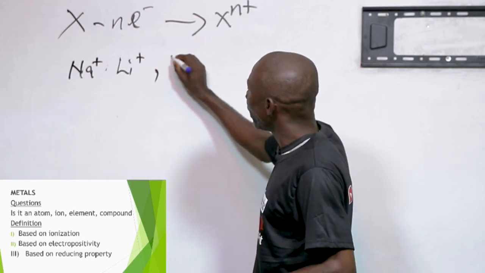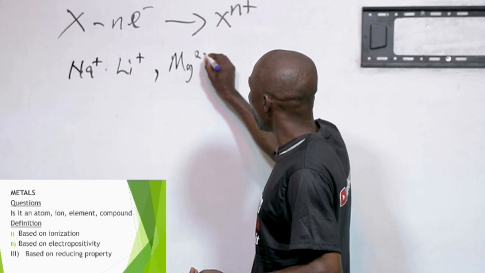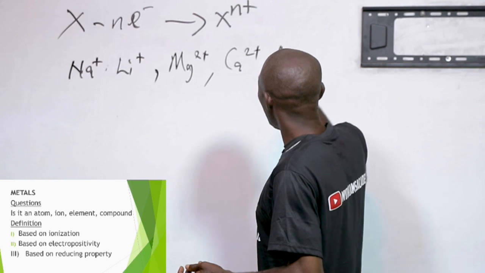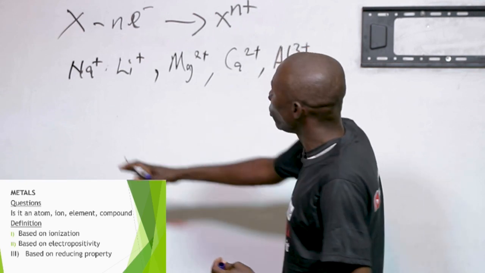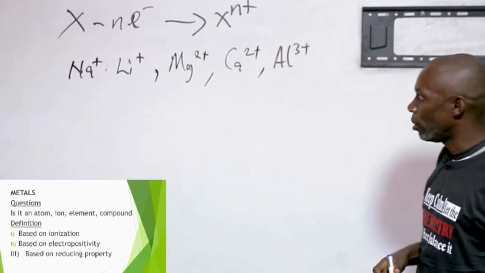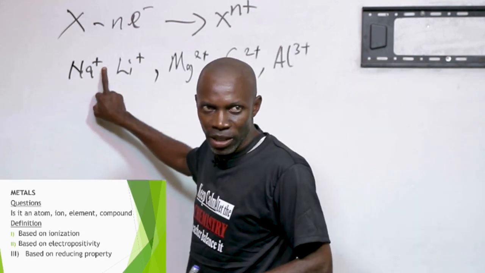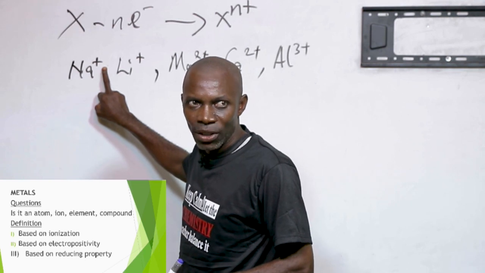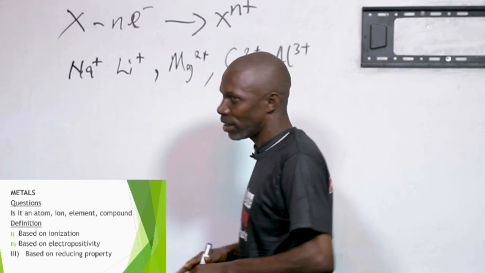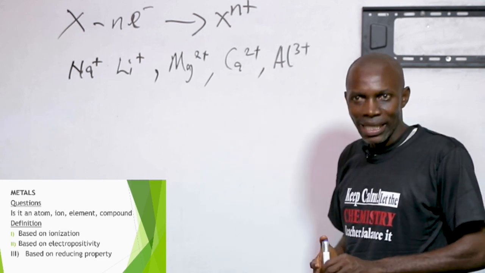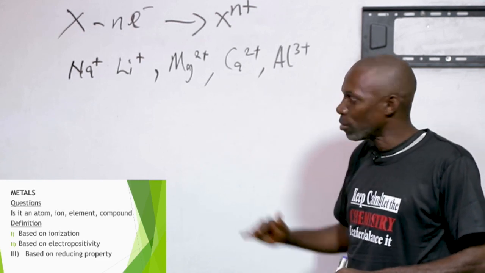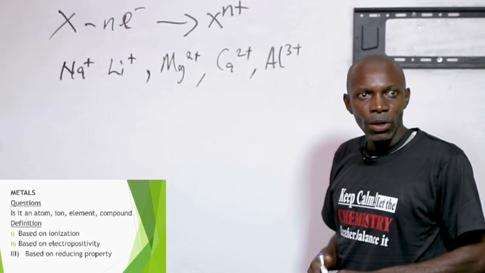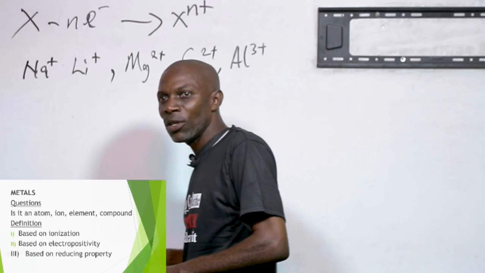When you also have something like magnesium, it is also a metal. You have calcium, it is a metal. You have aluminum, it is a metal. Why do you say that all these things are metallic ions? Because they are electropositive. They form positive ions, or they form cations. So based on electropositivity, a metal is an element that forms positive ions.